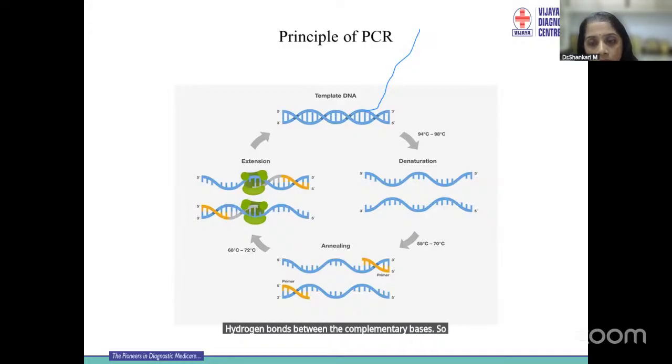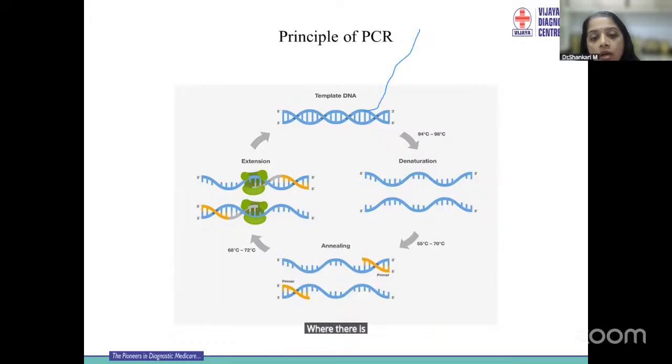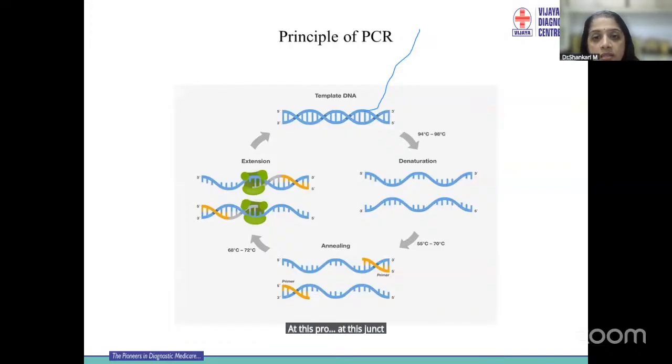So once these DNA strands are separated, next is the annealing phase, where there is rapid cooling from 95 degrees to 55 to 72 degrees centigrade. This annealing involves cooling of the denatured DNA, allowing the hydrogen bonds to reform. At this juncture, primers are added and they are attached at the 3' end. And we have 3' and 5' ends. So primers attach to the 3'.